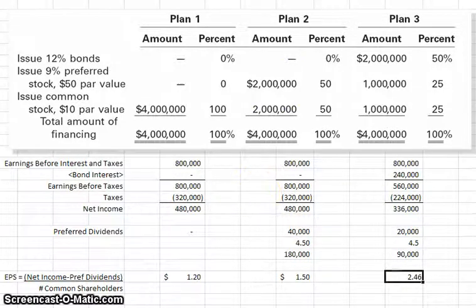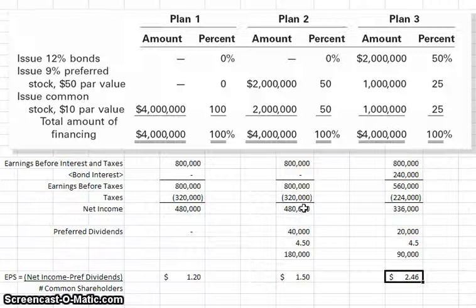So our earnings per share number is $2.46. So if a high earnings per share number was important to us, then by all means plan number 3 is going to be the way we want to go. But if we're more concerned about having operating income to work with to build our business and have money to work with, then this plan 3 is not the best option. Maybe plan 1 or 2 are the better options.